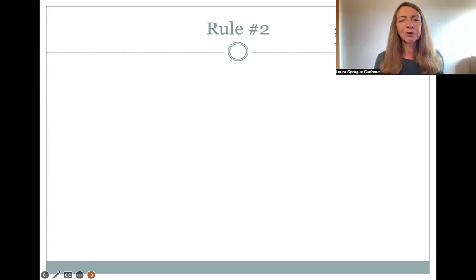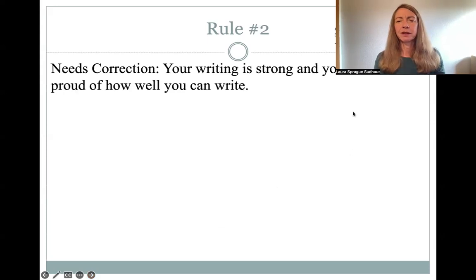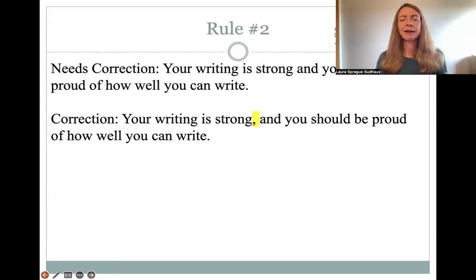Okay, rule number 2. Here's a sentence. Your writing is strong, and you should be proud of how well you can write. Where are you going to put a comma? Right before the coordinating conjunction. Why? We don't always put a comma before a coordinating conjunction. For example, my favorite colors are pink and purple. We would have no comma before the coordinating conjunction.